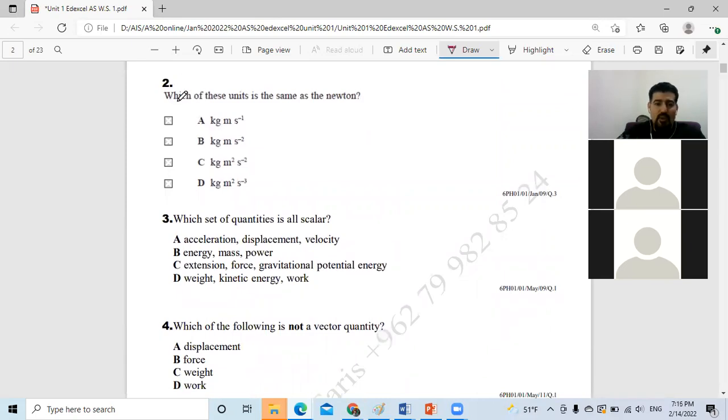Okay, number 2. Which of these units is the same as a Newton? Newton is the force. So force is kilogram, okay, because it's mass.